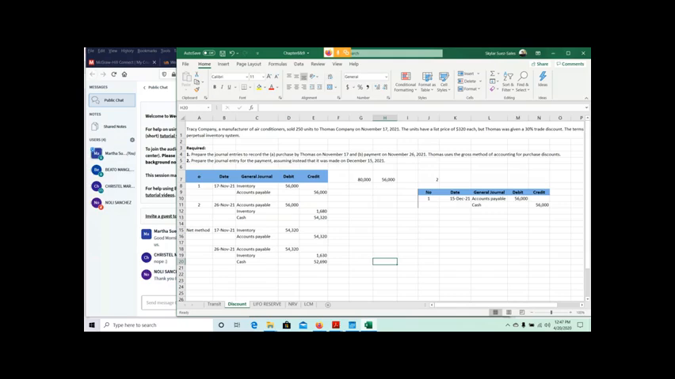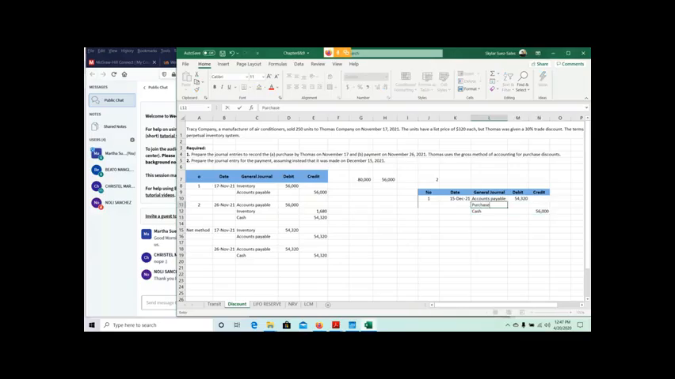And so if we meet the terms, then we don't need to credit to inventory. We simply debit accounts payable and credit cash for the discounted amount. If we don't meet the terms, then we're going to have a payable for the $54,000. The amount of cash that we paid is actually $56,000.